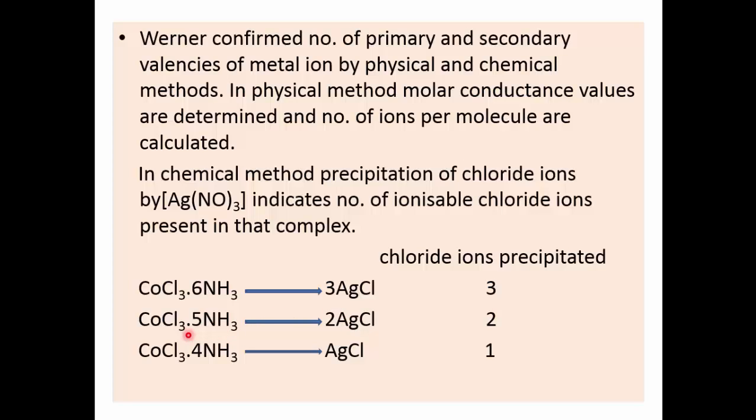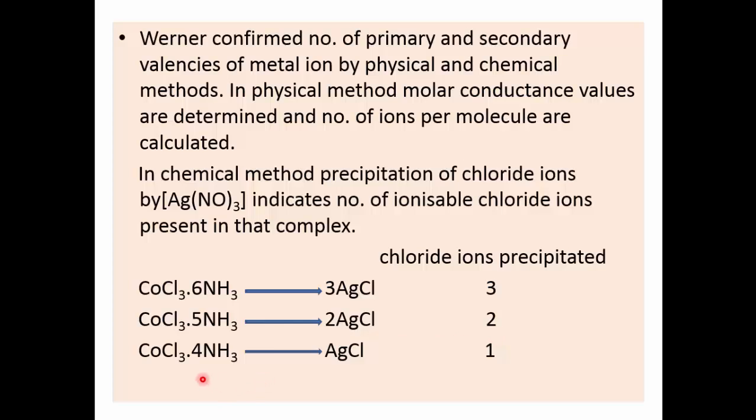They lose their ionizable property. In this formula, one chloride ion is jumped into the square bracket. Remember well, the coordination number of cobalt remains 6: 5 ammonia and 1 chloride ion. In this way, a total of 6 ions are attached to cobalt, showing 6 secondary valencies. When this compound is reacted with silver nitrate, only 2 chloride ions are precipitated. This indicates that 2 chloride ions are ionizable and they act as primary valency.